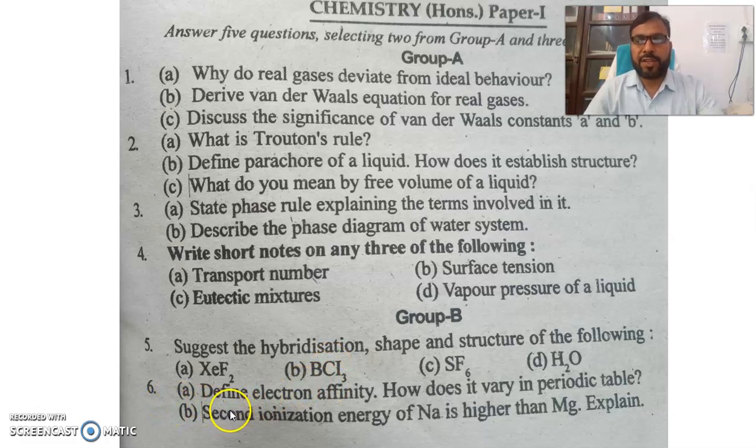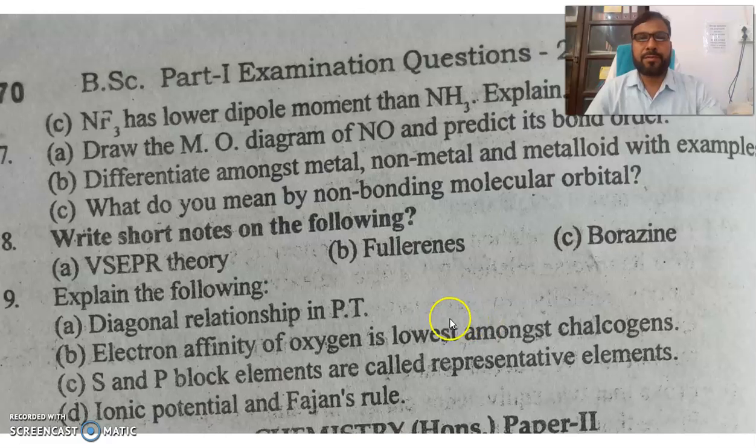Question 6. Define electron affinity. How does it vary in the periodic table? Second, ionization energy of sodium is higher than magnesium. Explain it. These are logical questions. And NF3 has lower dipole moment than NH3. Explain it.